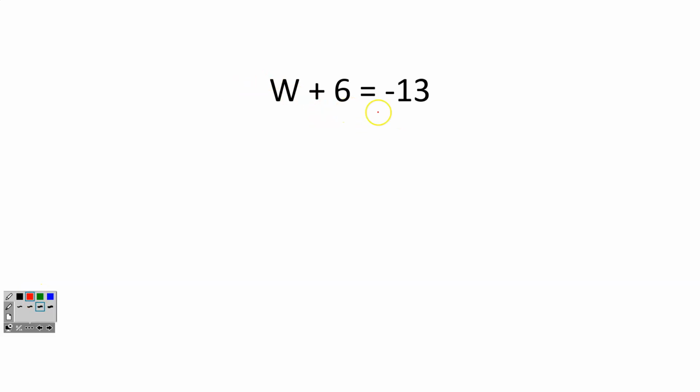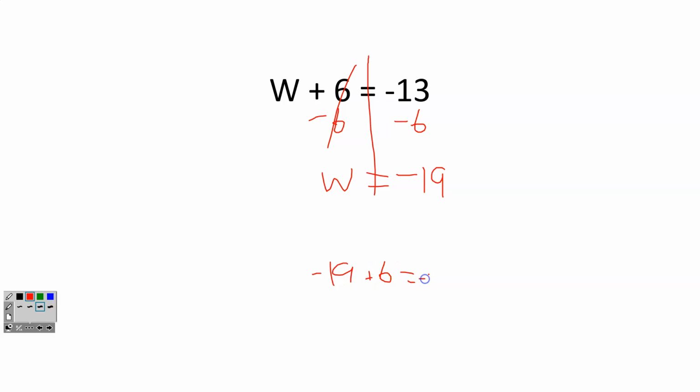W plus 6 equals negative 13. Fence. The opposite of adding 6 would be to subtract 6. So I'm going to do that to both sides. Again, please use your calculator. Do not say that my answer is 7 because it is not. Negative 13 minus 6 actually gives me negative 19. So please use your calculators. Check your work. Negative 19 plus a positive 6 equals negative 13 when I plug it in my calculator. So that is my correct answer.